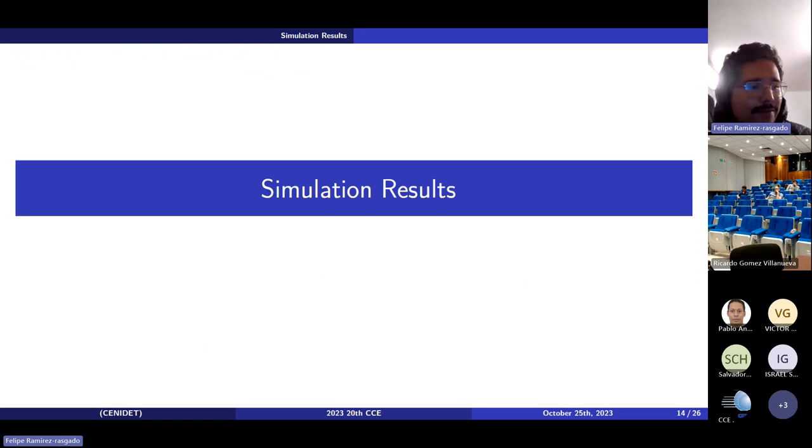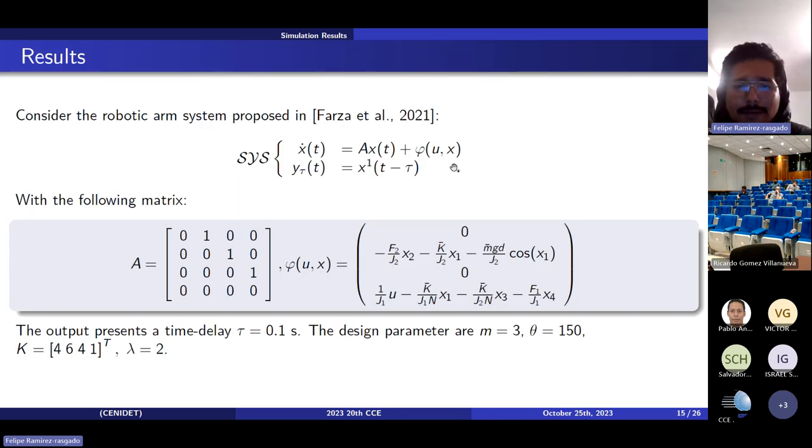Now we have the following simulation results. We consider the robotic arm proposed in Farsa et al, which gives the following nonlinear system. For the first output, we consider that this output presents a time delay equal to 0.1 seconds. For this simulation, we consider three predictors and a value of theta of 115. The matrix K is given by this. And for the simulation, we set lambda equal to 2.